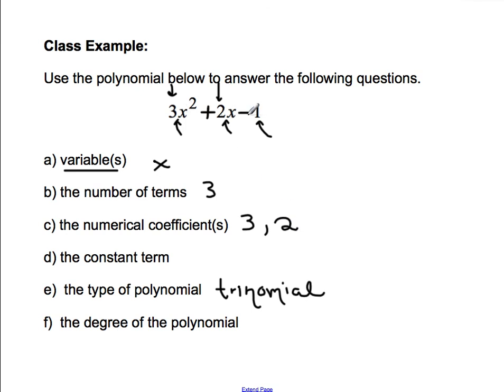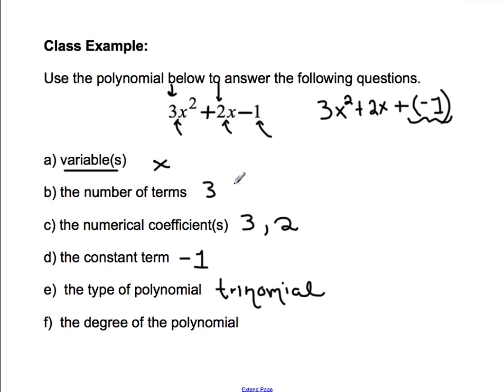The constant term: we have to take that subtraction sign and take it with the constant term, because remember, in a previous unit, we turned all subtraction signs into addition statements. If you remember that, that's what makes this constant term -1. And remember, the constant term is the term without the variable.